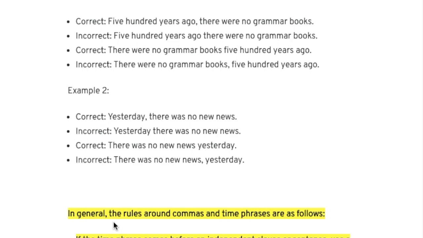So incorrect: yesterday there was no new news. There's no little pause. See a comma as a little tiny rest. Correct: there was no new news yesterday. Afterwards you don't need a comma, because we've already got the important phrase. There was no new news yesterday. So the time is sort of less important, so you almost don't need a comma. It just runs into it. Does that make sense? That sort of makes sense to me, but I don't know.